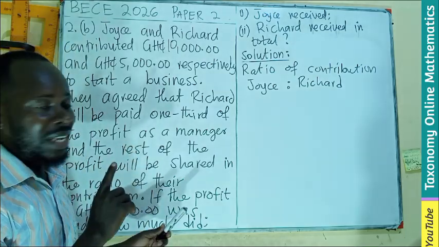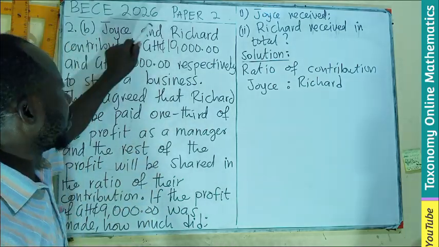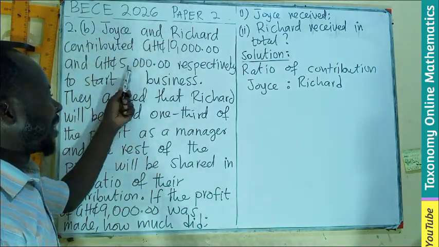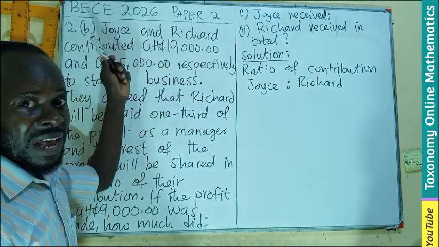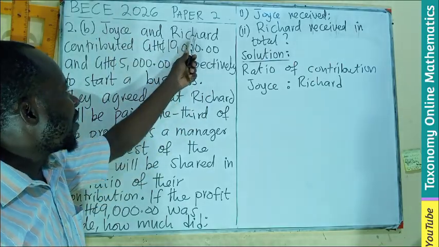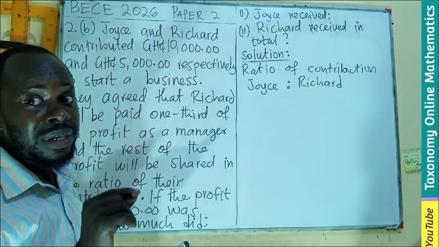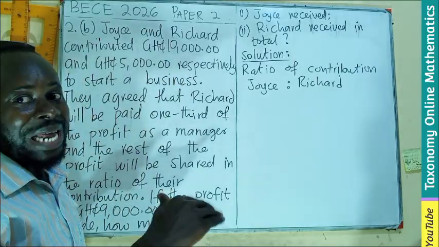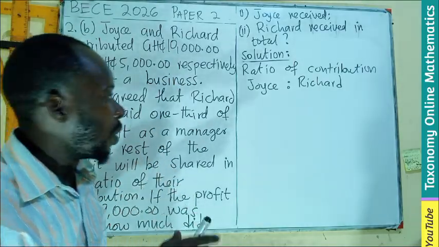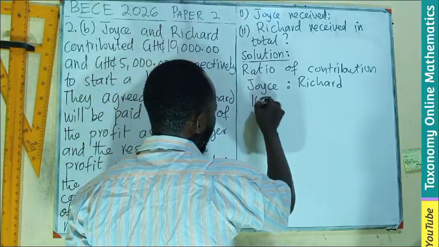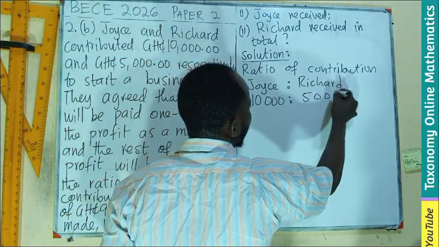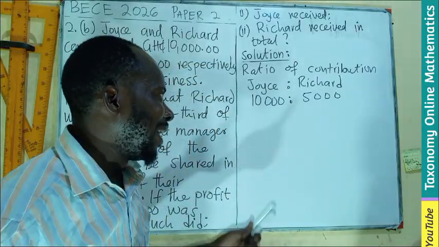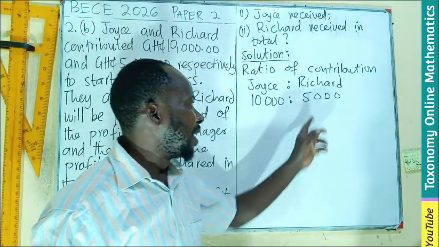That is evident in the first amount. Joyce, Richard, 10,000, 5,000. The word respectively means that the 10,000 goes to the first person mentioned, then the 5,000 goes to the second person that has been mentioned. So here I'll be writing it without their Ghana cedis. So I'll just write 10,000 is to 5,000. But remember, these ratios can be reduced further.